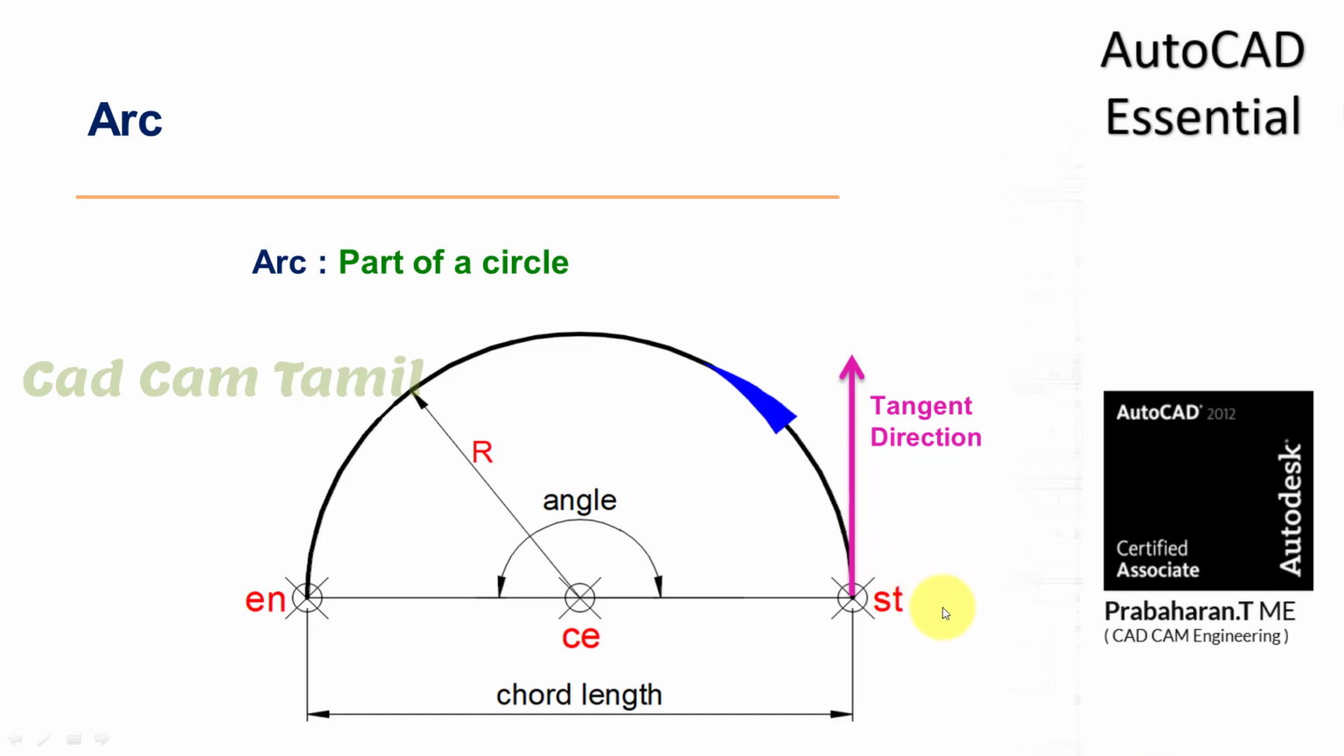The gap between the start point and end point is called the chord length. The angle from the start point to the end point is the angle of the arc, or otherwise we can say the included angle. Then, as usual, the radius we know. Tangent direction is the direction in which the starting point of the arc is heading.